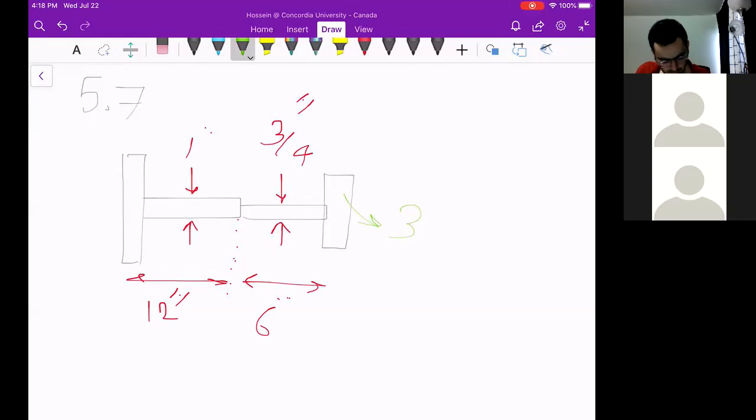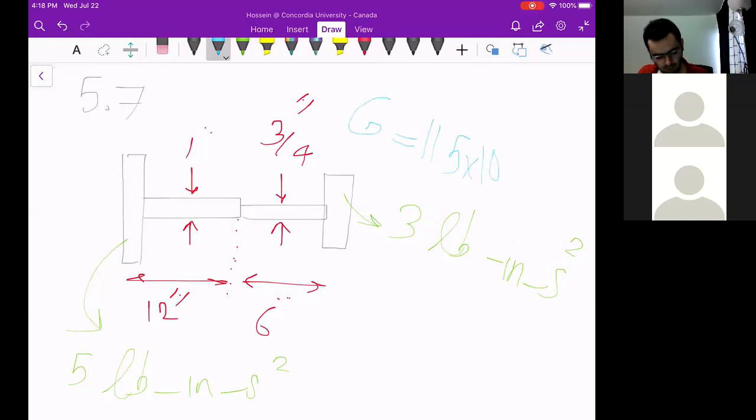is 3 pound inch second squared, and for the left one is 5 pound inch second squared, and the shear modulus of the material being torsioned, G, is given as 11.5 times 10 to the power 6 PSI. So we are heading to find the natural frequency of the system.